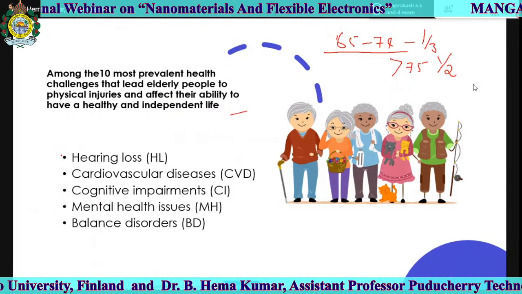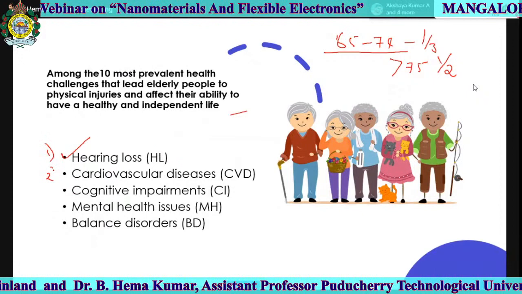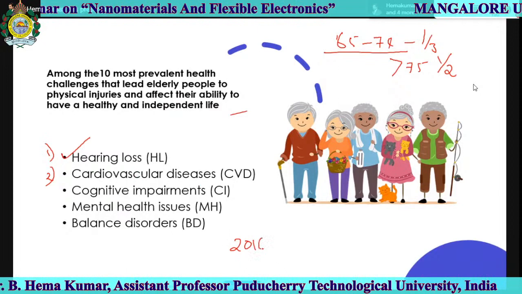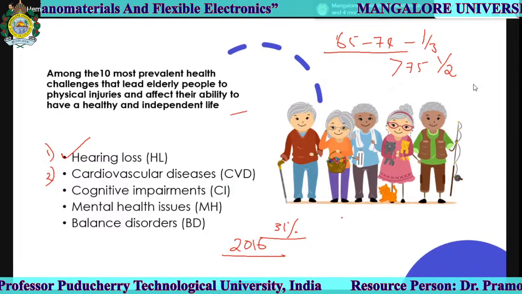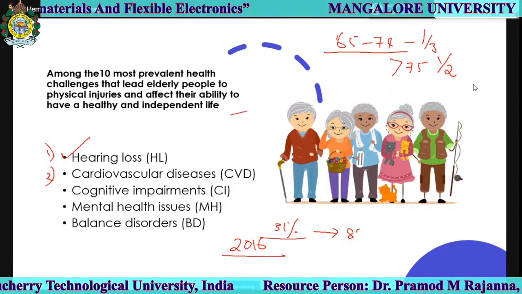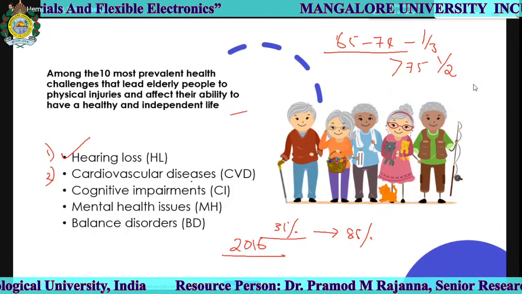The second one is cardiovascular diseases. As per the 2016 statistics from WHO, roughly 31% of deaths are caused by cardiovascular diseases. Of that 31%, 85% are mainly due to ischemic heart disease. So cardiovascular diseases pose a very big threat.